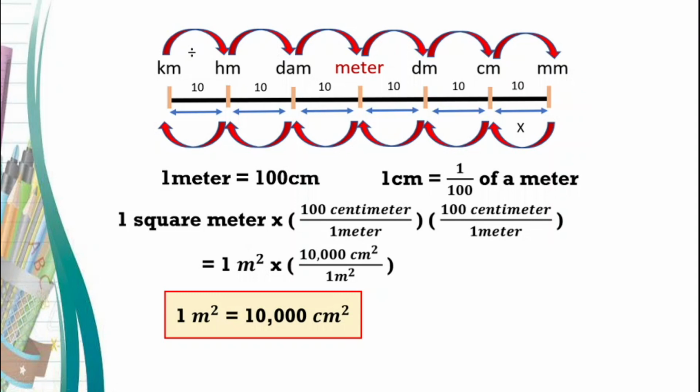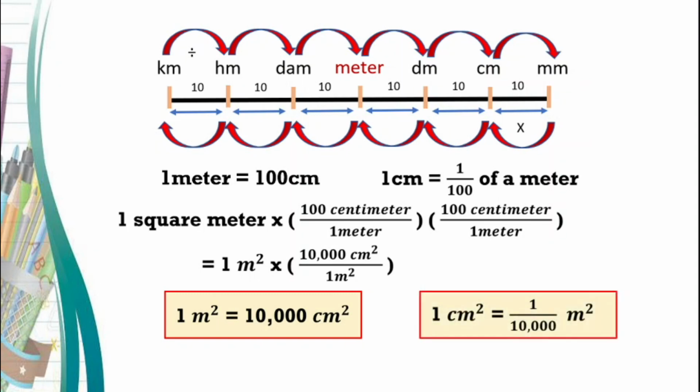Or, we move 2 places, so 100 multiplied by 2. The number of zeros is 2, right? So, 10 and 10, we have 2 zeros. This would be the shortcut way. So, we have 100 multiplied by 100, the answer is 10,000. So, let's have some examples to further analyze this topic. Again, 1 centimeter squared is equal to 1 over 10,000 meters squared.